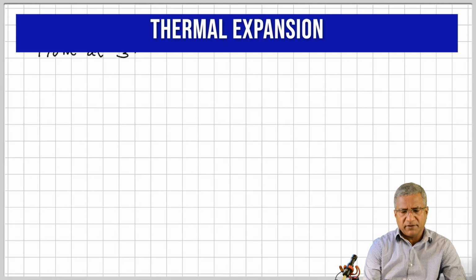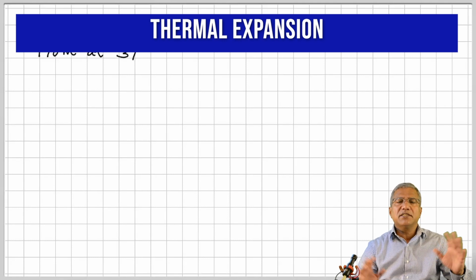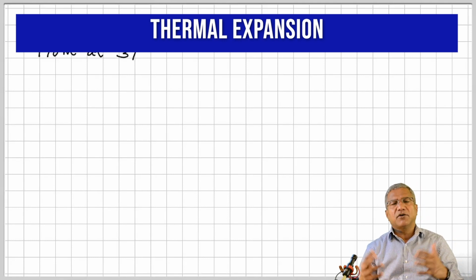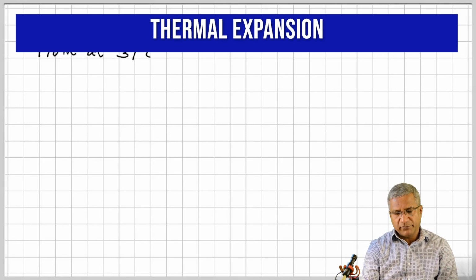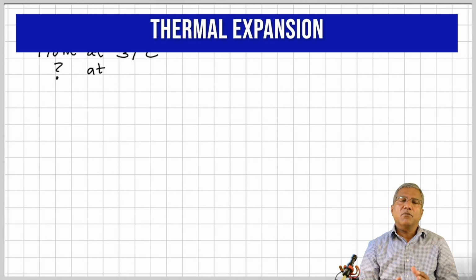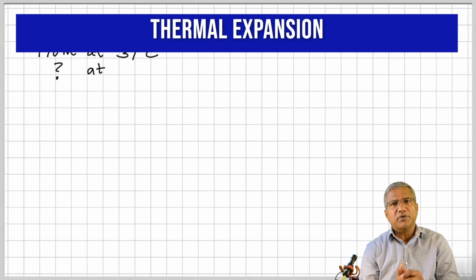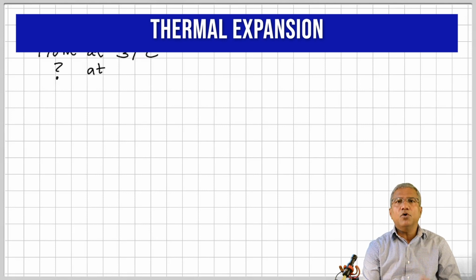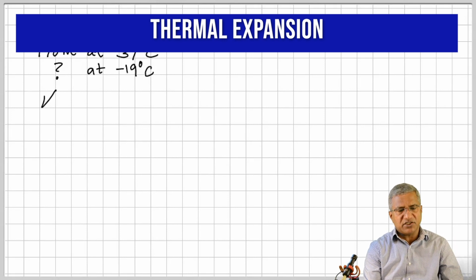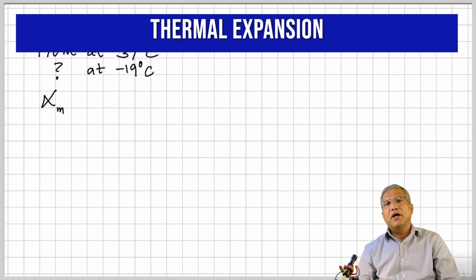So this is about the Washington Monument. It has a height of 170 meter, and that's at 37 degrees Celsius. So when the temperature is 37 degrees Celsius, the height of the Washington Monument is 170 meter. And let's say it's a very cold day and it goes down to, how much is that? Negative 19 degrees Celsius. What would its length be?